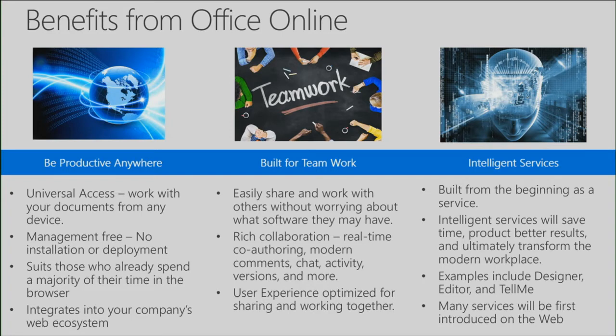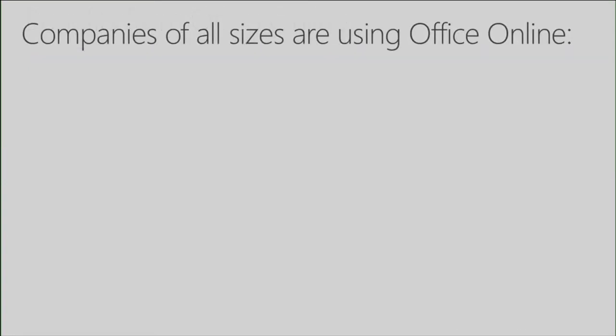The second, it really is built for teamwork. It is the place that we have our richest story around collaboration, around sharing, chat, activity feeds. It's inherently built for people to collab and work together. And the last one is that it's also about intelligent services. It's built from the beginning as a service. You might hear a lot about intelligence at Microsoft or even within Office, and you're going to see many cases where these intelligent services show up on the web first and use the web as a place to demonstrate their power and for us to do some of that machine learning. Again, in the demo, we'll show you some examples of that.